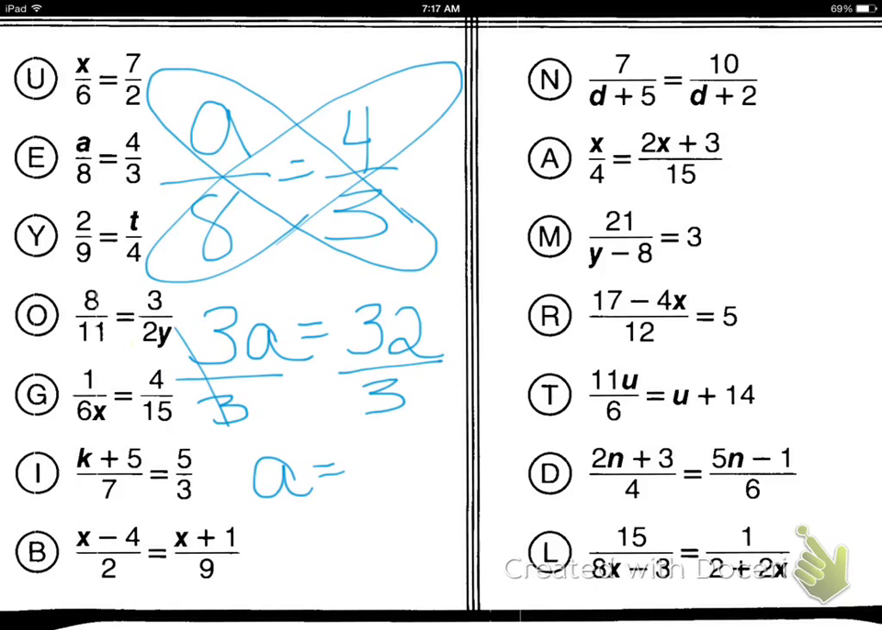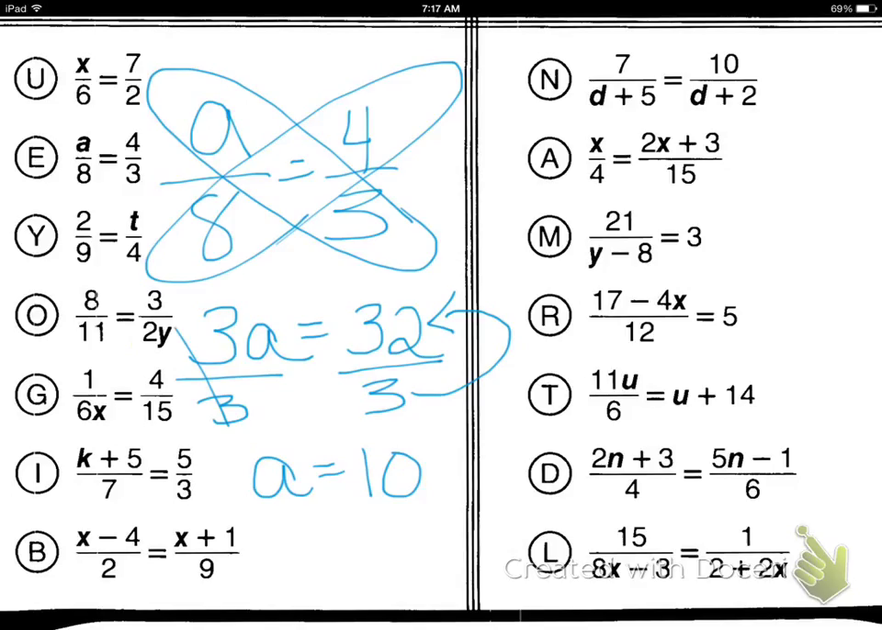It's as simple as saying how many times does the bottom go into the top. Well, 3 goes into 32 about 10 times because 3 times 10 is 30. 3 times 11 is 33. I went over. I don't want to go over. I want to find the one that I'm closest to, the two numbers in between. So 3 goes into 32 10 times. And there's a little bit left over.